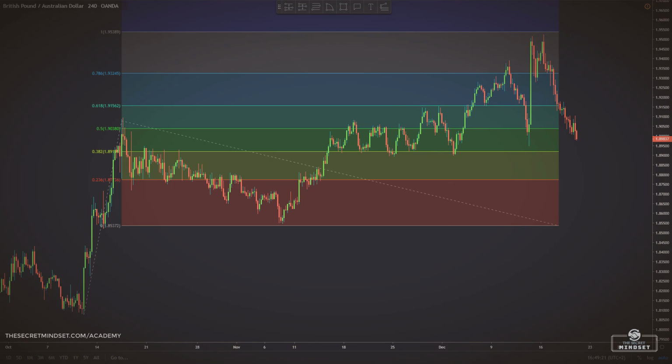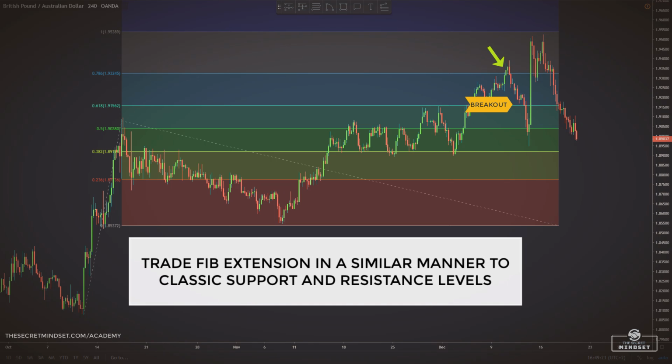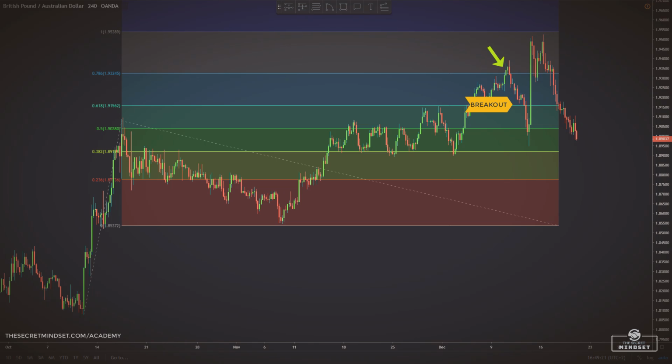In some cases, you will see the price clearly breaking through a Fib extension level. In this case, you may consider a trade in the direction of the breakout and target the next extension level. Essentially, you would want to trade Fib levels in a similar manner to other support and resistance levels. The main difference is that Fib levels are considered hidden levels of support and resistance that are not clearly recognized by non-Fibonacci based traders.